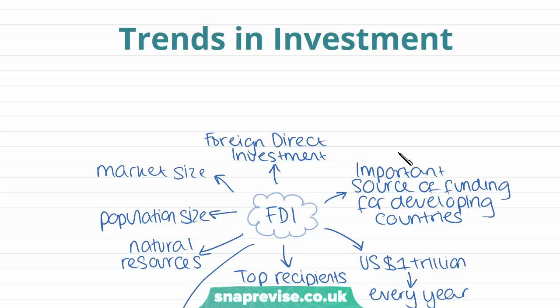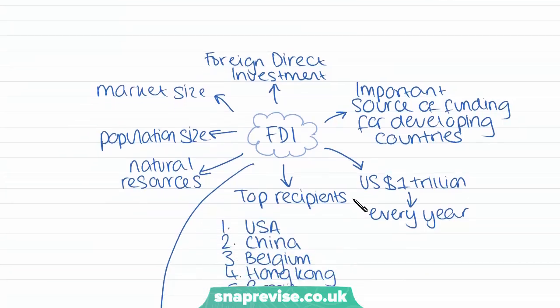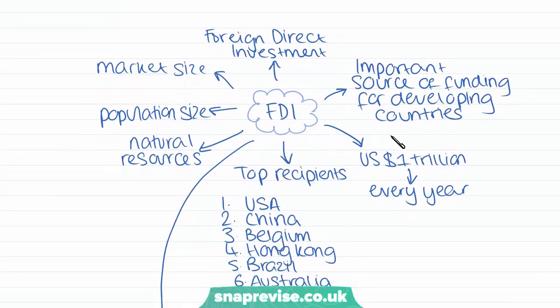Moving on from trends in trade, we're now going to look at trends in investment. Firstly, looking at foreign direct investment, otherwise known as FDI. And foreign direct investment is an important source of funding for development in all countries, especially for the least economically developed countries, which are the poorest countries in the world. And these are the countries that are wanting to catch up with the richer countries.